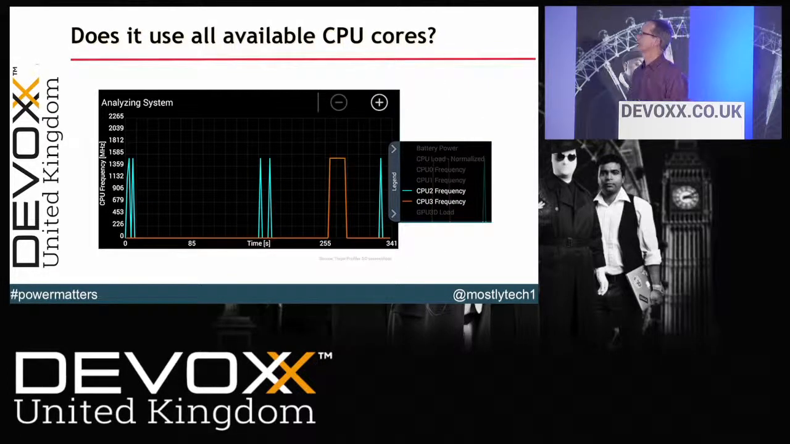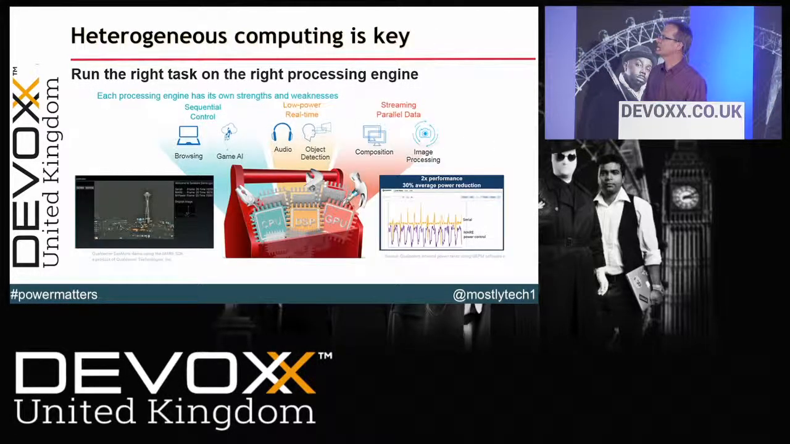You want to be aware whether you're using all the cores efficiently. Most apps, even benchmarks, don't really use the last 2 cores of a quad-core processor. And there's some software that I'll talk about later that'll help you spread your load over the cores more efficiently. In fact, heterogeneous computing is something you're going to hear about a lot more if you haven't heard about it already, and that is running the right task on the right engine.